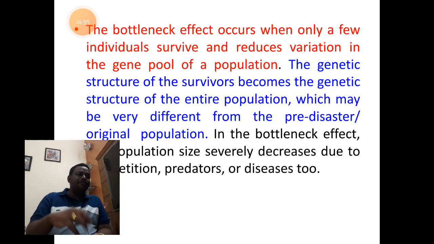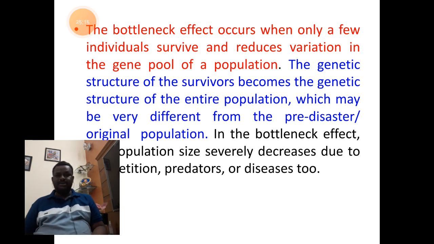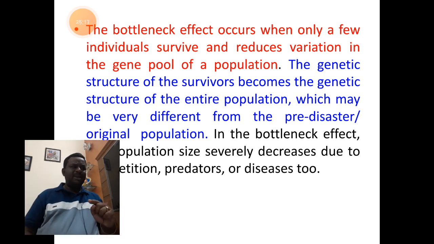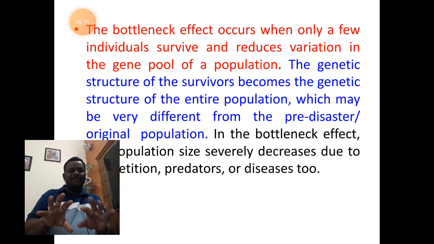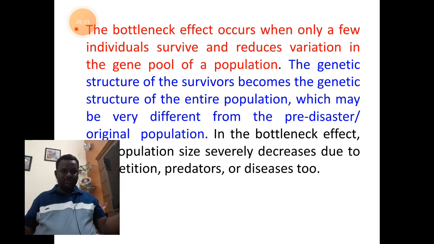The other external forces related to the bottleneck effect of genetic drift are competition, predators, diseases, and so on. So remember, the variation of the survived population is seen in all the individuals so that a new species gets formed.